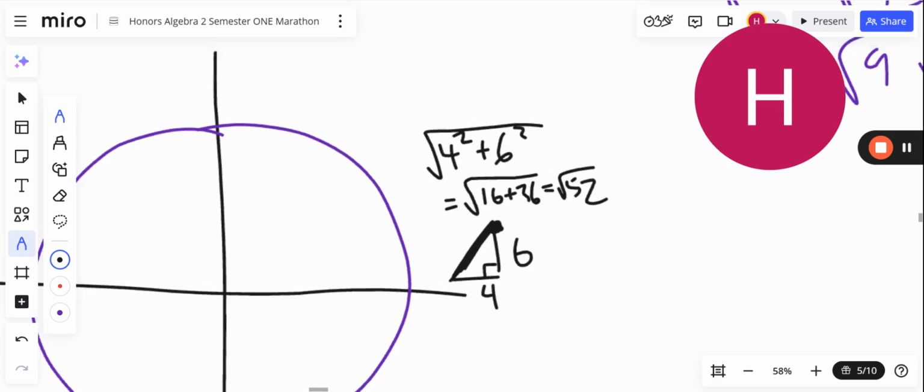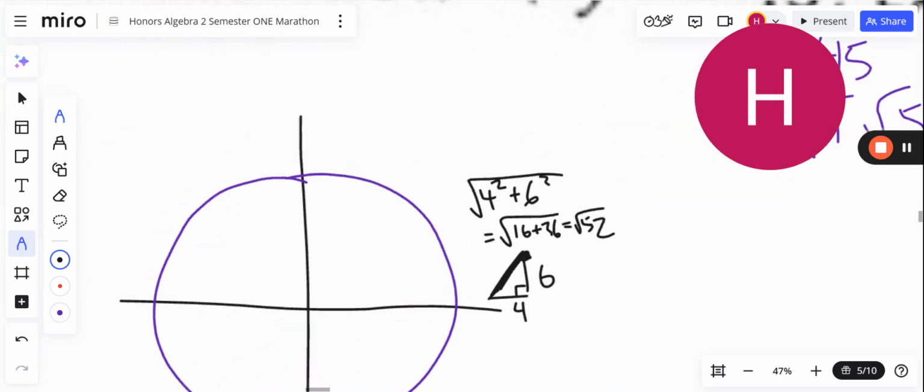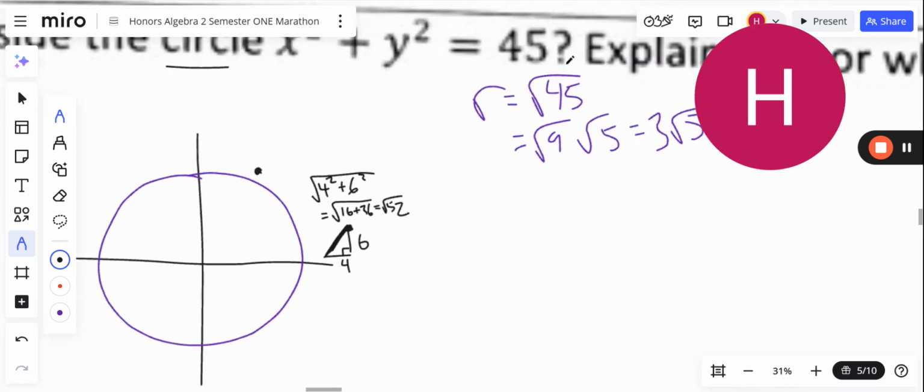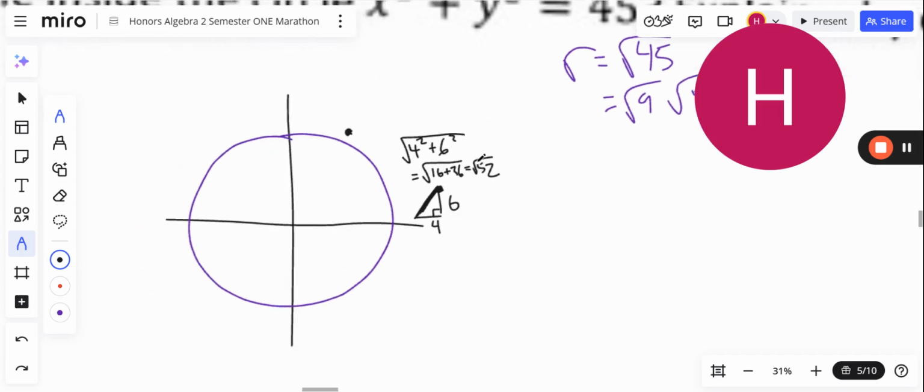So that means the distance is further than the radius. That means this is outside of the circle. Got it? Because the circle itself is every point that has this distance away, the radius, square root 45. So if we find the distance away and it's more than that, that means it's further out than the radius, which means it's outside of the circle.